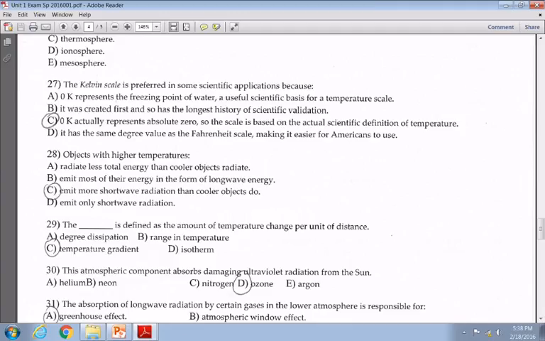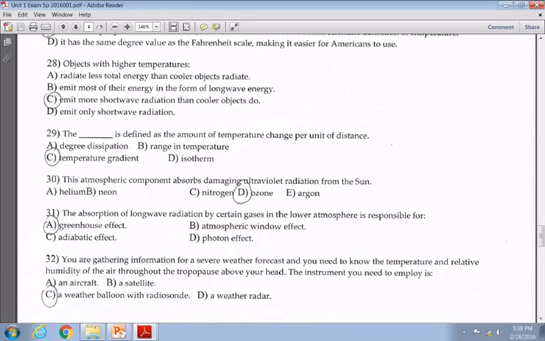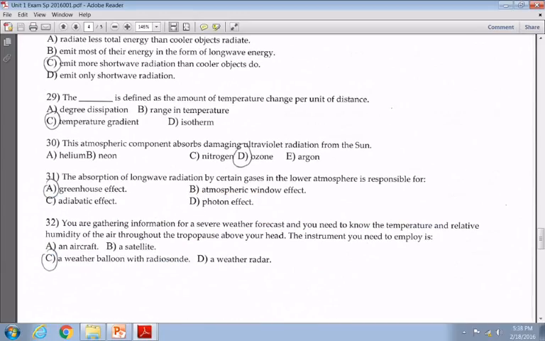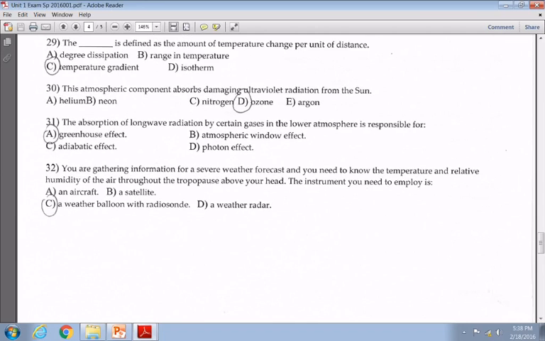Question 30, the atmospheric component that protects us from incoming UV radiation, that's D, ozone. Question 31, absorption of long-wave radiation by certain gases gives us the A, greenhouse effect. Question 32, say you want to know what the temperature is doing in the troposphere, you would C, send up a weather balloon with a radiosonde.